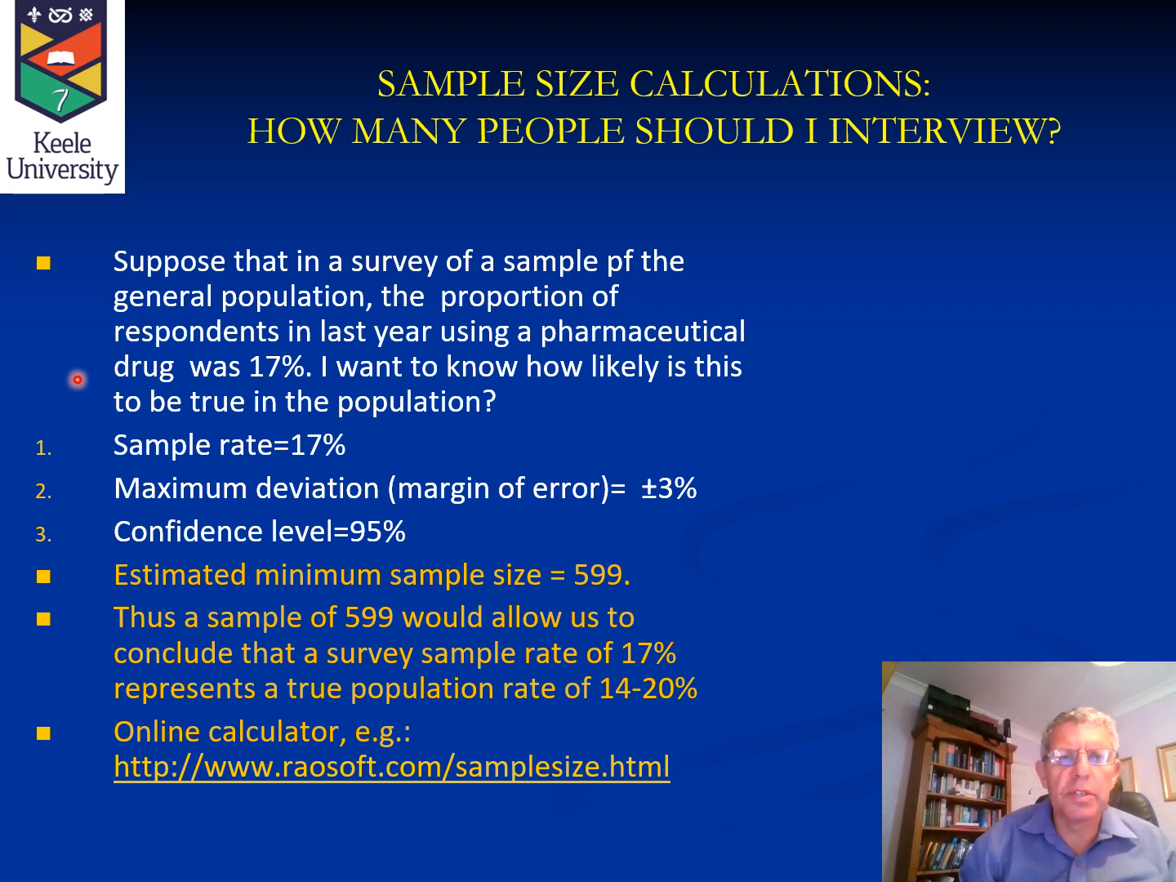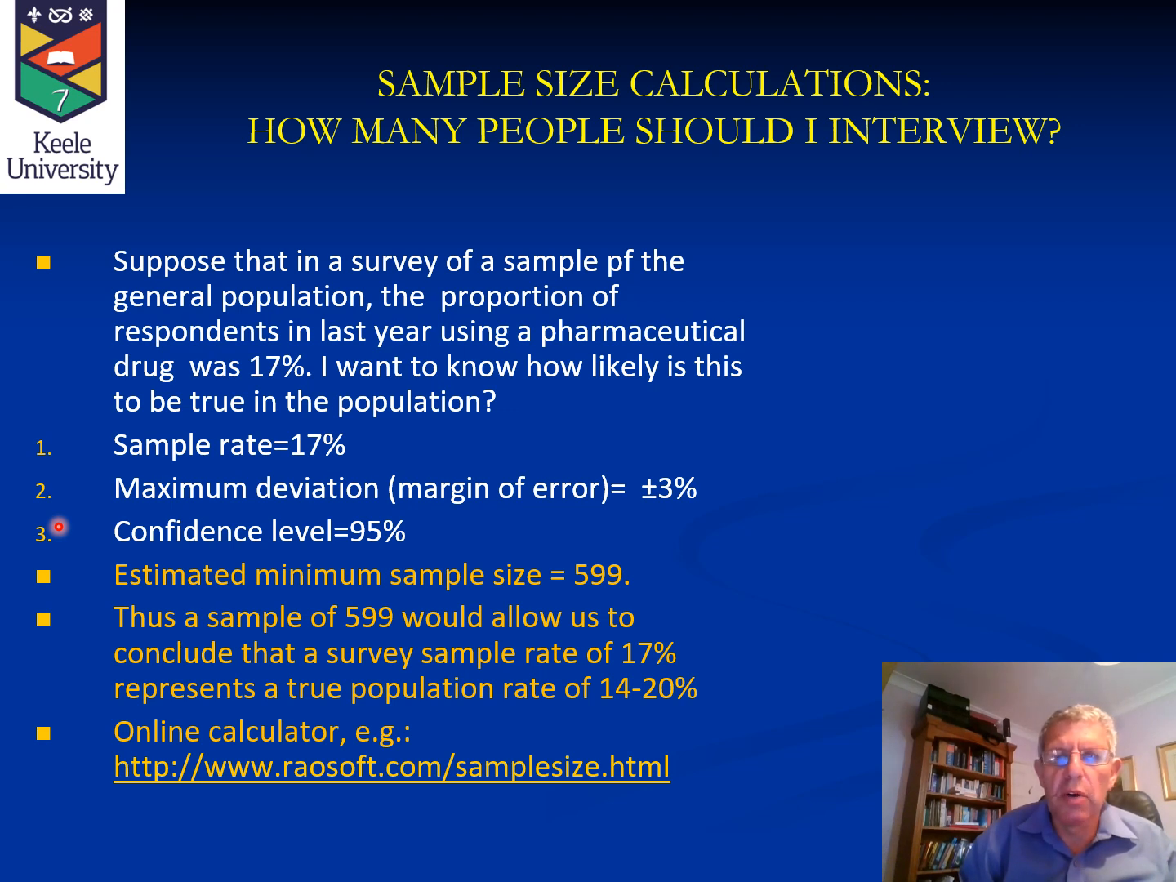So the key factors that we have are the rate that we found in the sample, which was 17%. What error are we willing to accept? And in this case, I put in the parameters of plus or minus 3%. So in the general population, I'm willing to have a deviation of plus or minus 3%, and I wish to be 95% confident that truly in the population, the rate does lie between 14 and 20%.